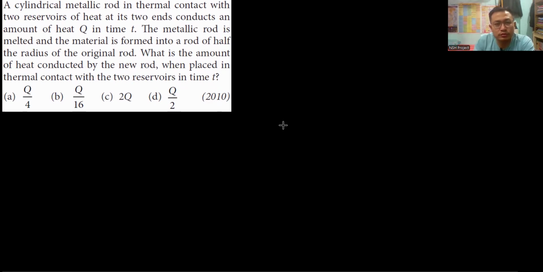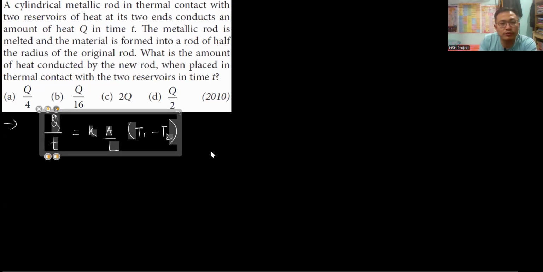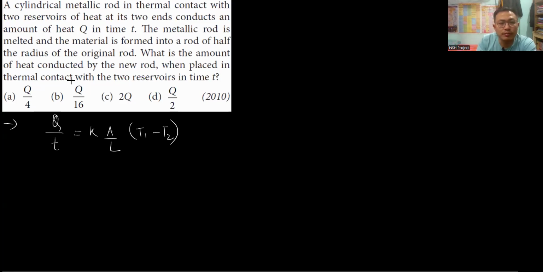A cylindrical metallic rod is in thermal contact with two reservoirs of heat at its two ends and conducts an amount of heat in time t. So Q by t is equal to k A by L into (T1 minus T2). Now the metallic rod is melted and the material is formed into a rod of half the radius. So R2 is equal to R1 by 2.